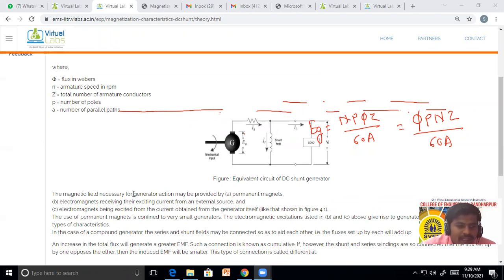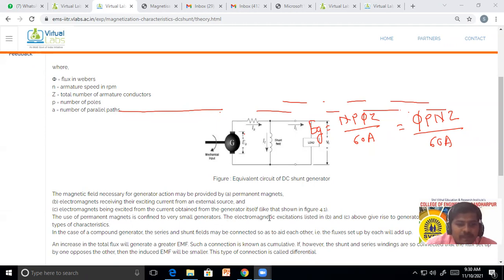So the magnetic field necessary for generator action may be provided by a permanent magnet. The magnet we use to produce a flux, this magnet here, is the permanent magnet. We can use the electromagnet also. Electromagnets receive their exciting current from an external source.